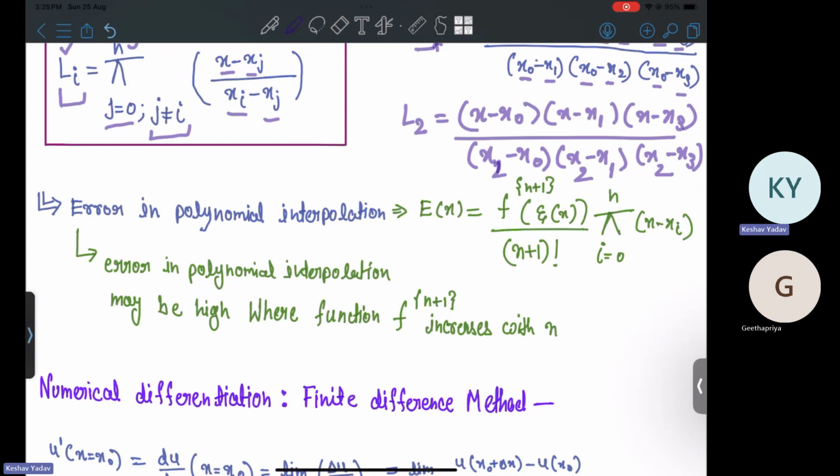So these two methods have been discussed in week 5 for interpolation. The first method is Newton's polynomial interpolation. The second method is the Lagrange interpolating polynomial method.